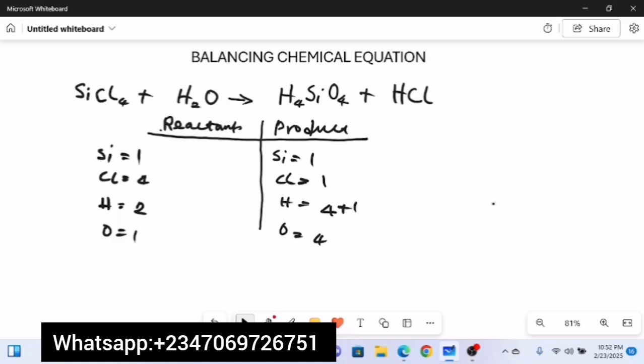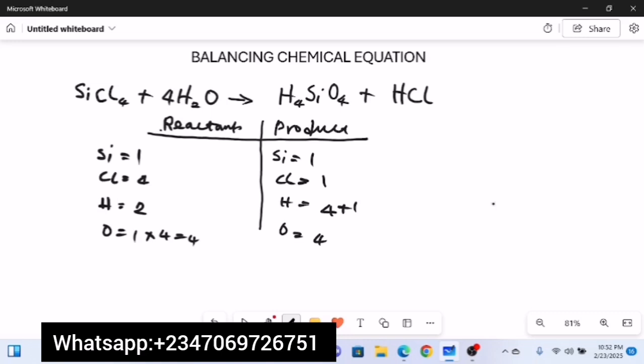Let's start from oxygen, right? So if oxygen is 4 on the product and 1 on the reactant, I can simply multiply here by 4. So this is going to be equal to 4, which means oxygen is now balanced on the product and on the reactant. But then it means I have to append 4 at the back of hydrogen here. So 4 times this oxygen gives us 4 moles of oxygen.